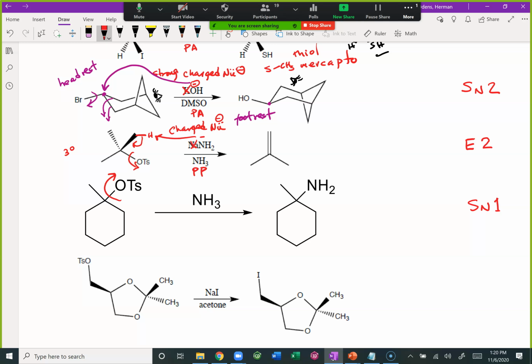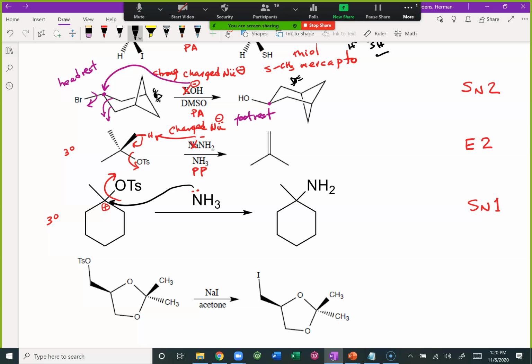All right. So basically what's happening in here is that this group leaves. It simply leaves. It makes a carbocation. That carbocation could rearrange if it wants to, but it's happy there because it's tertiary. So this is a tertiary alkyl halide to start. And then the ammonia comes in to attack.